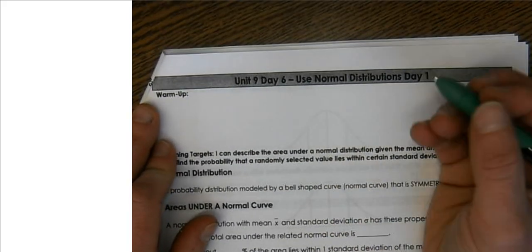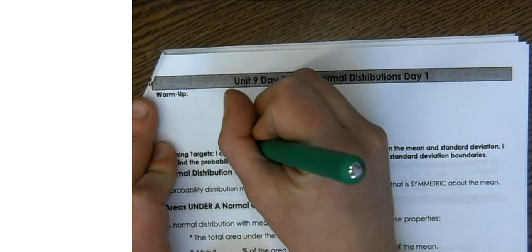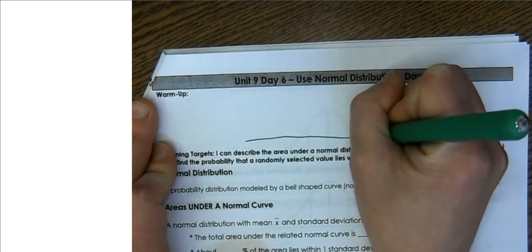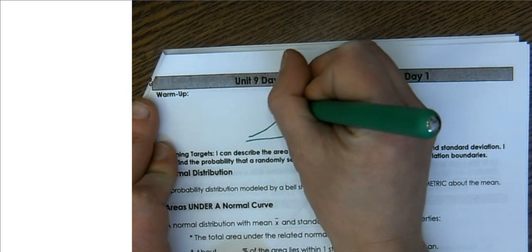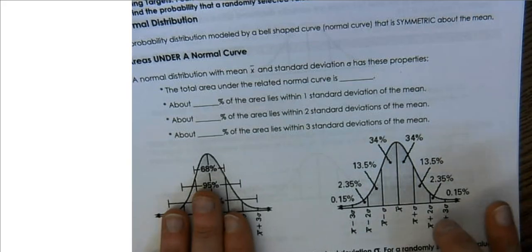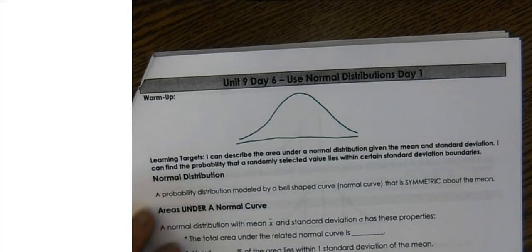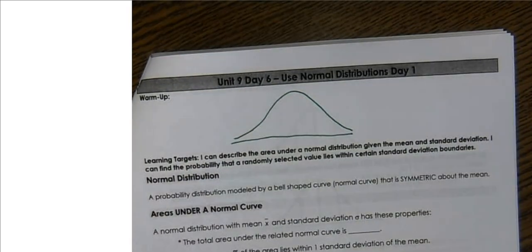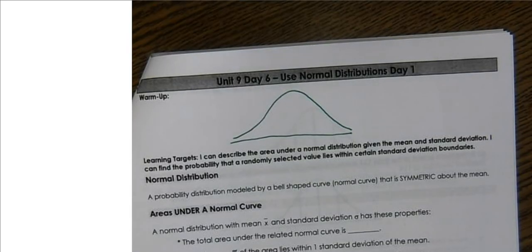So in our warm-up section, what I would like you to please do is create a bell shape. And I'm going to explain these pictures that I have right here in this space up above. Today we're going to talk about what a normal distribution actually is.